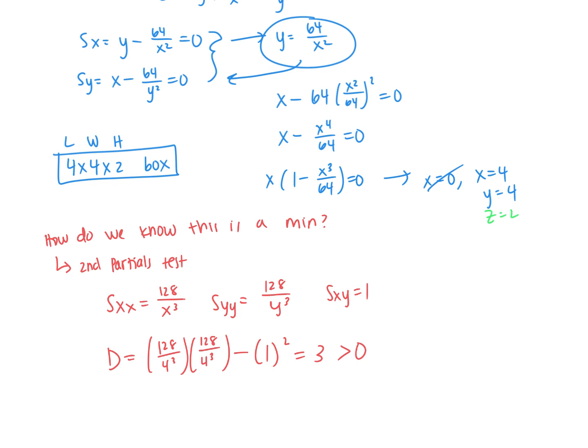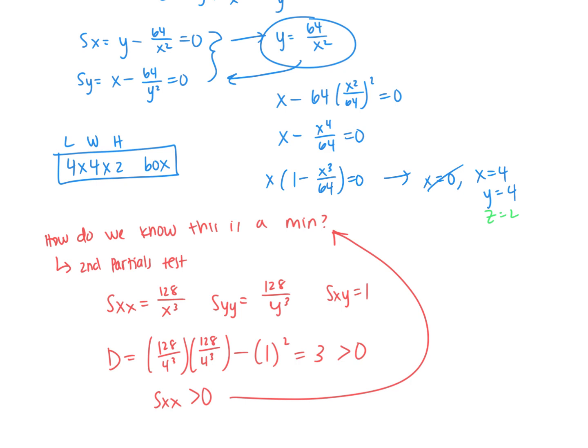Positive value of D could be relative max or relative min. So then you look at sxx or syy. In our case, sxx, I will tell you, is positive, which tells us we have a relative min. Questions before we talk about the last thing?